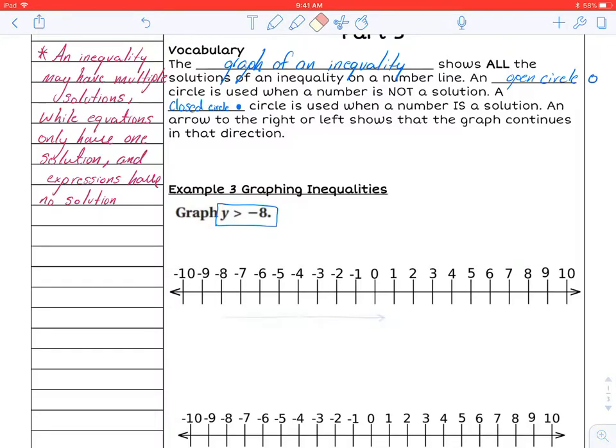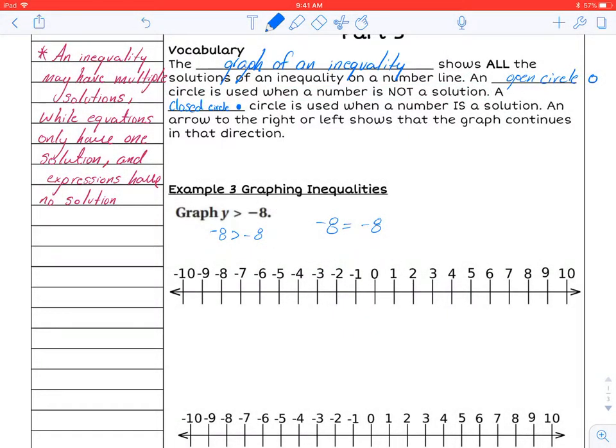But now we're going to start using these circles to show whether this number, -8, is part of the solution or is not part of the solution. So for this inequality, y is greater than -8, if I were to plug in -8, is -8 greater than -8? No, -8 is not greater than -8. -8 is equal to -8. So that means that -8 itself is not a solution to the inequality. So we're going to use an open circle, like it says up here. An open circle is used when a number is not a solution. So that's what we're going to do.